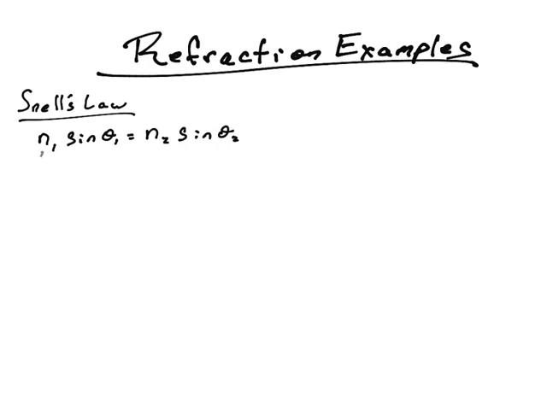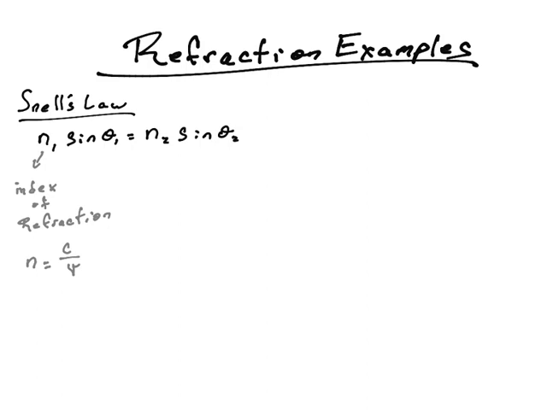where n is the index of refraction, and the index of refraction tells you about the material. What it's actually referencing is the speed of light in that material. n is the speed of light in a vacuum divided by the speed of light in that material.